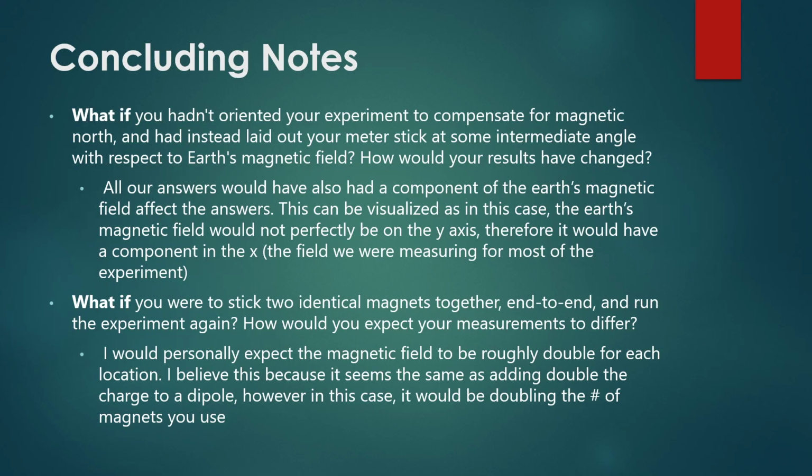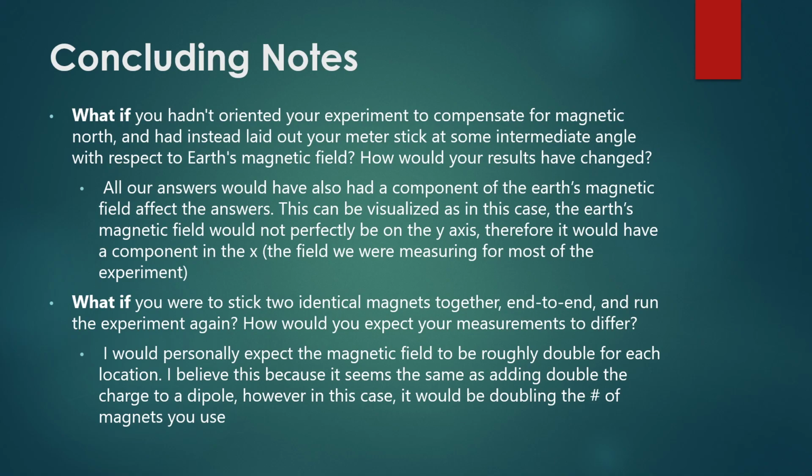But now, concluding notes. What if I hadn't zeroed out the sensor at the start? All of our answers would have had a component of the Earth's magnetic field affecting them. This can be visualized as in this case, the Earth's magnetic field would not be perfectly on the y-axis, and therefore it would have a component in the x, the field we are measuring for most of our experiment. And it will also have a bit in the z as well, depending on how it was oriented. It would also affect where we locate the magnetic sensor on the phone.